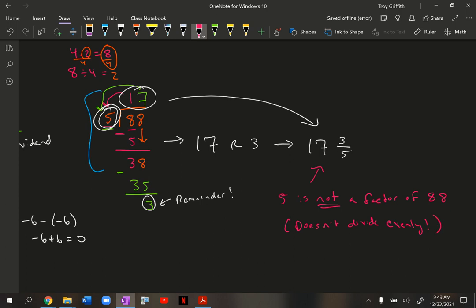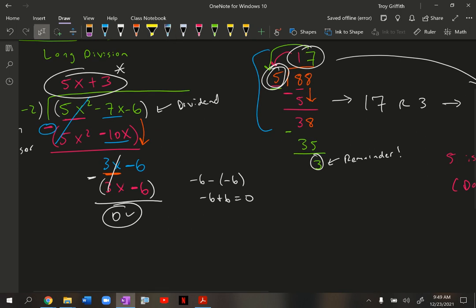Okay, it does not divide evenly. Okay, there's a remainder when I'm done. However, on this one, since there's a remainder of 0, we could say that 5x plus 3 is a factor of whatever we just divided by, which in this case is 5x squared minus 7x minus 6.